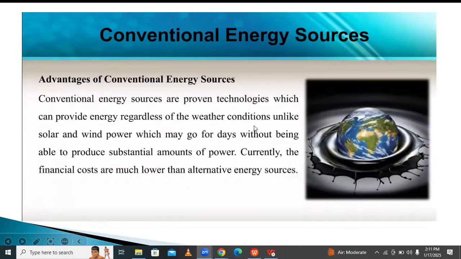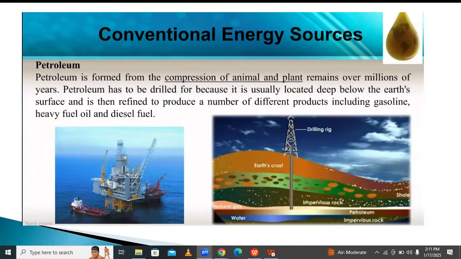Okay, the next one, petroleum. The next conventional energy source is petroleum. Petroleum is formed from the compression of animal and plant remains over millions of years. To produce petroleum again, millions of years are required, so it is very difficult to reproduce. That's why it is one of the conventional energy sources.